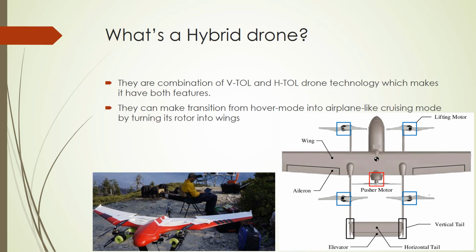So in this case, they can make transition from hover mode to airplane mode. So you can land this kind of drone just behind your backyard because it doesn't need a runway, just like the H-TOL drone. So this is a more sophisticated kind of drone. It has the wing like normal. It has the lifting motors. Then you have the push motors at the front, at the back, or the front sometimes.